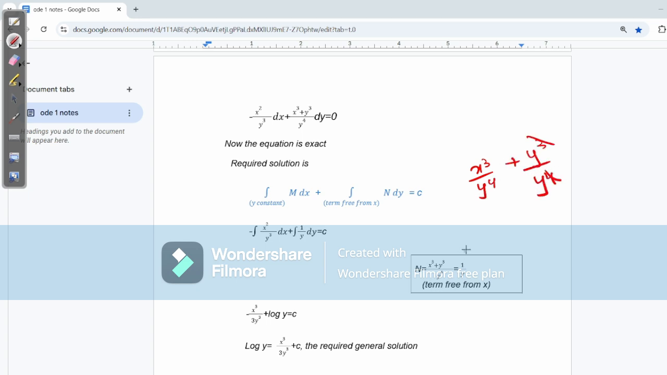Now the solution of the exact equation: this value gets cancelled out, and here we have to take the term free from x. So we take this 1 by y. We should not take the other value because the term should be free from x. Integrating 1 by y dy is equal to c. Now x cube by 3y cube plus log y is equal to c. So log y is equal to x cube by 3y cube plus c. This is the required general solution.